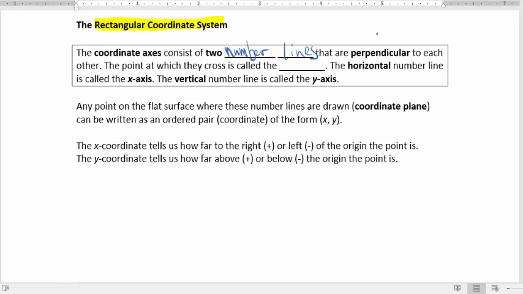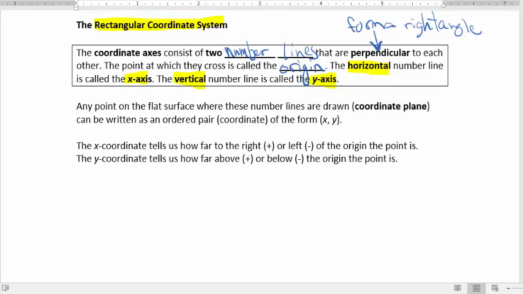And what does perpendicular mean? It means they form a right angle. So what ends up happening is they're going to cross at a single point, and the single point at which they cross is going to be called the origin. And the one that you draw horizontally is going to be called the x-axis, and then the number line that you draw vertically is going to be called the y-axis.